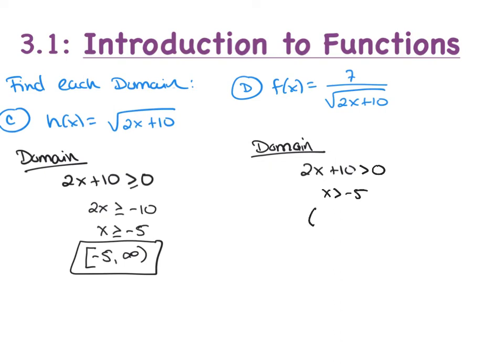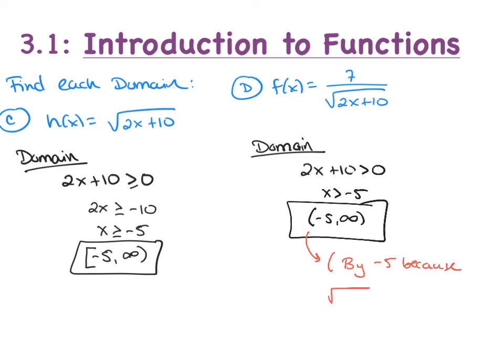So this domain is parentheses negative 5 to infinity. And it has a parenthesis by the negative 5 because the square root of 2x plus 10 can't be equal to 0. It's in the denominator.